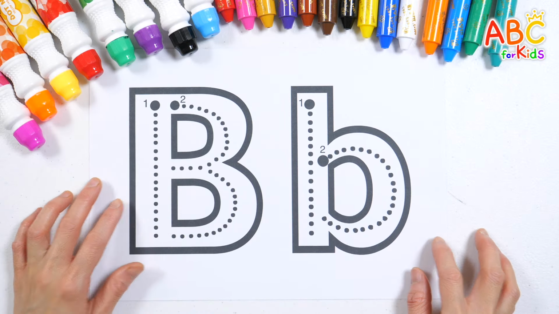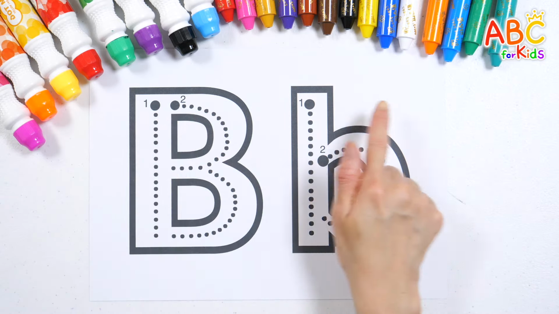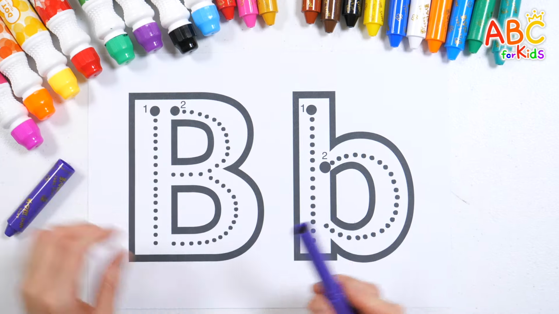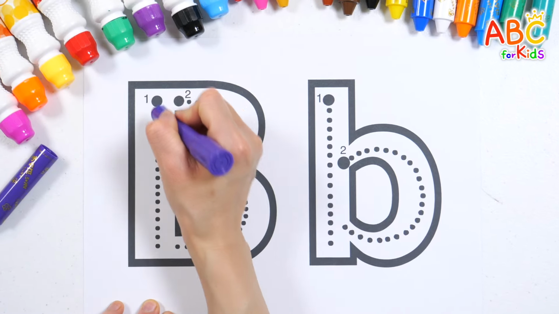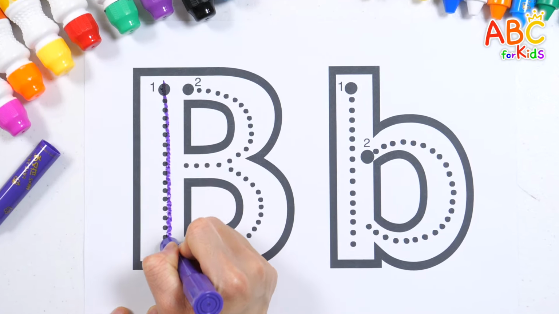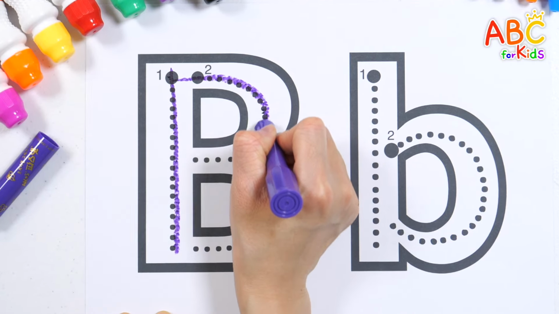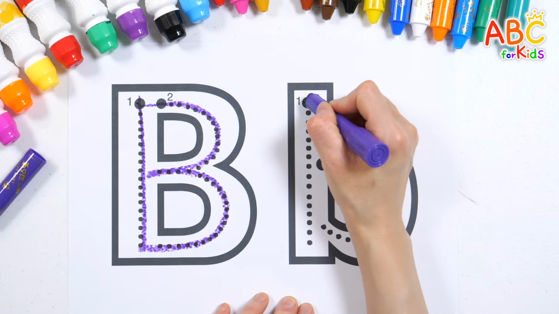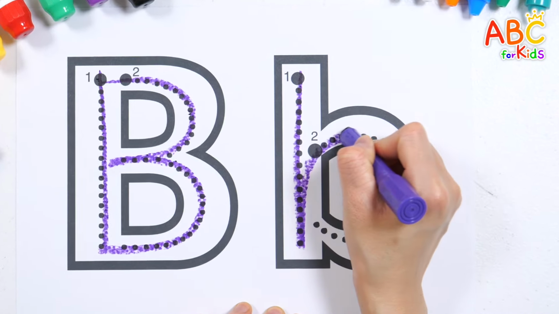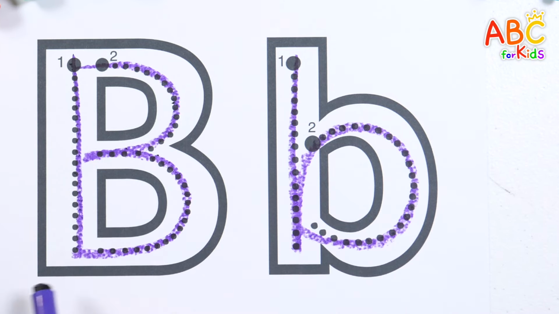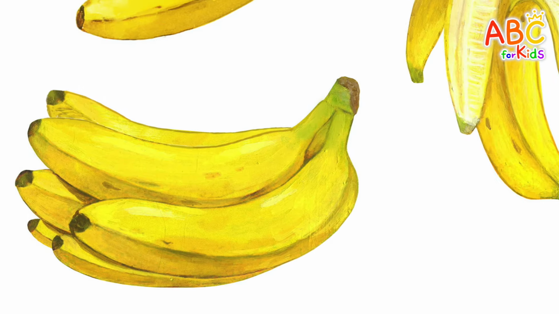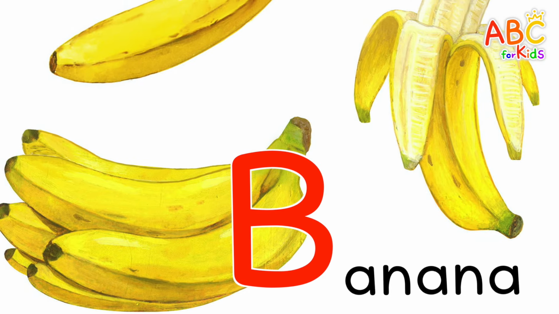Let's write the letter B in numerical order with a purple crayon. Uppercase B. Lowercase B. What do you see? B. Banana.